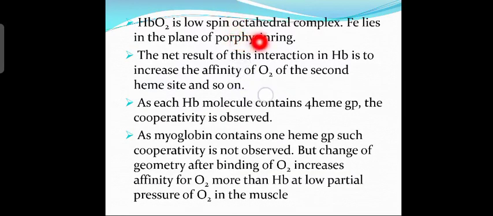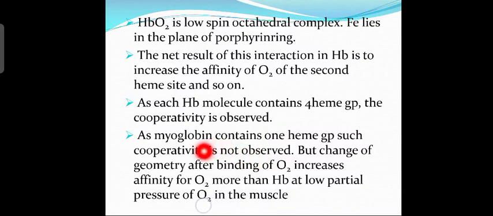HbO2 is a low spin octahedral complex. Iron lies in the plane of the porphyrin ring. The net result of the interaction of Hb is to increase the affinity for oxygen of the second heme site and so on. Now, hemoglobin, you know that it contains 4 heme groups and cooperativity is observed. Now, what happens in myoglobin? Myoglobin contains 1 heme group. Since you have already learned the structure of myoglobin, it contains 1 heme group. Such cooperativity is not observed.